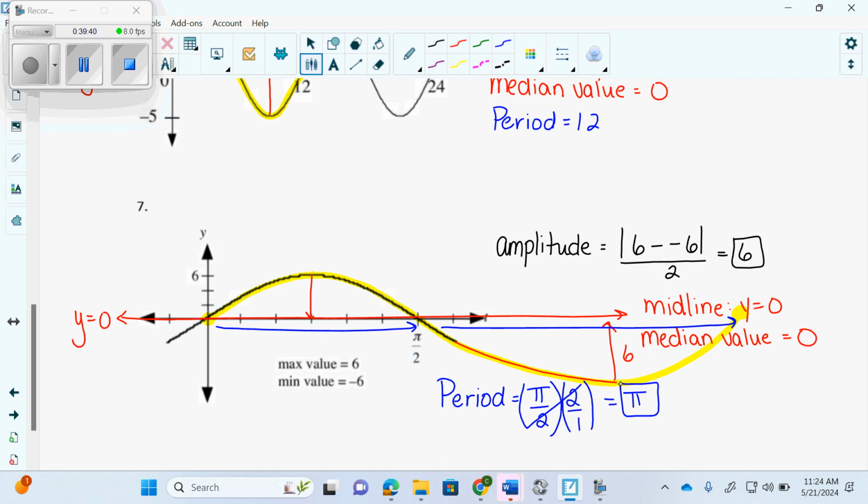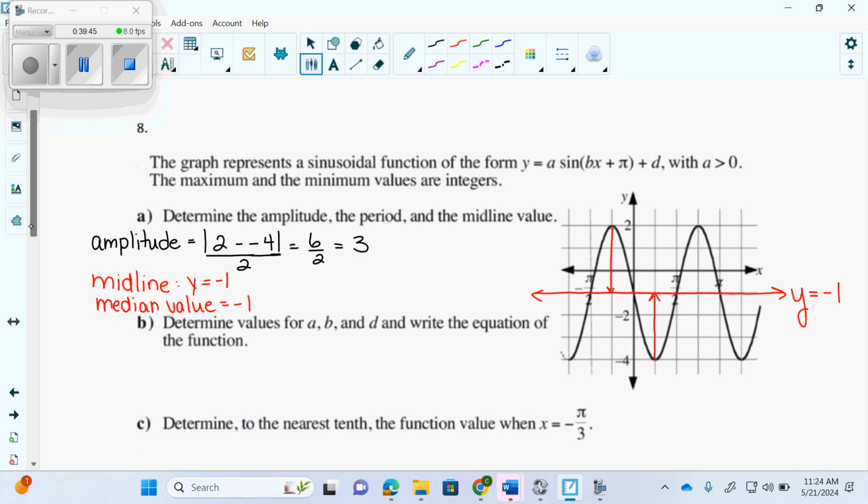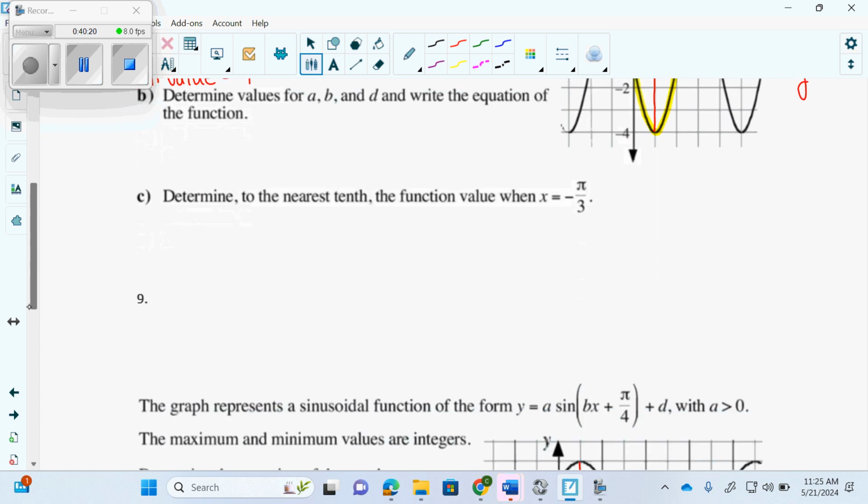Okay, now we're flipping over. For this one, I'm going to start on the y-axis. Am I starting at a max or a min? No, so I have to go past the min. Then am I done when I get to here? No, I still have to go past a max, and then I can stop once I get there. You know what I'm saying? Does that make more sense? Okay, so that takes me pi. So the period equals pi.